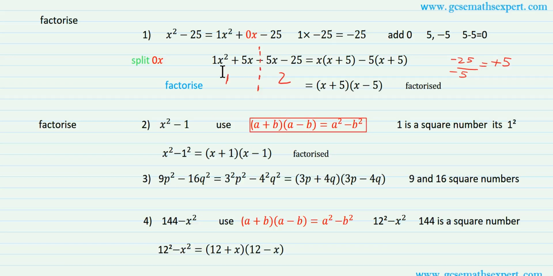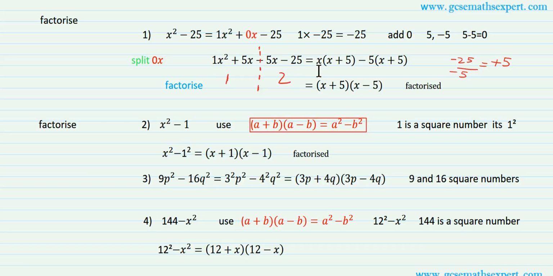Okay, so then we have this expression, 1x squared plus 5x minus 5x minus 25. Then we split it down the middle. Okay, and we treat this as one expression, we treat this as another expression, and we factorize both of them, yeah? So we factorize 1x squared plus 5x. You can see that x is a common factor, yeah?